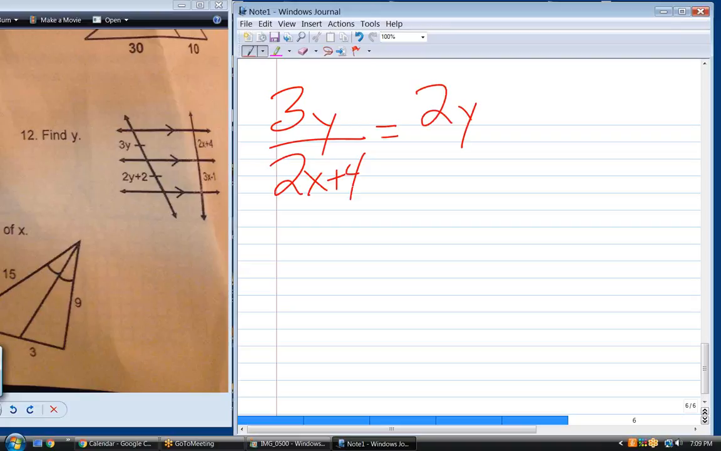Can I solve that? No. Why? Because there's an x and a y. Because there are 2 variables and there's only 1 equation. So for me to be able to solve this, I need to come up with another equation that's not the same as this equation.